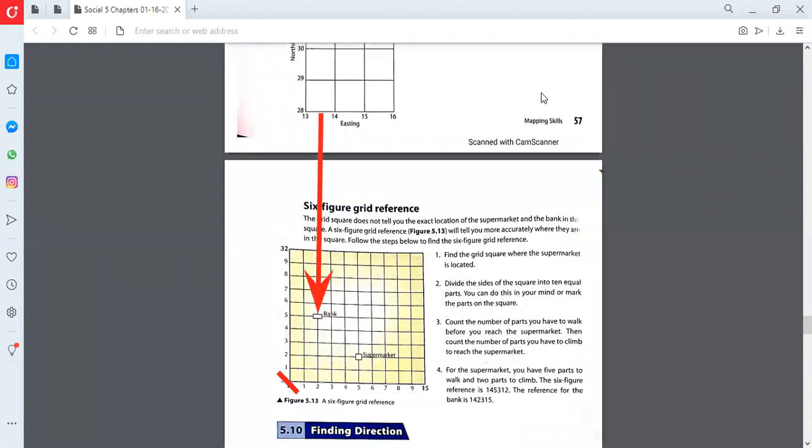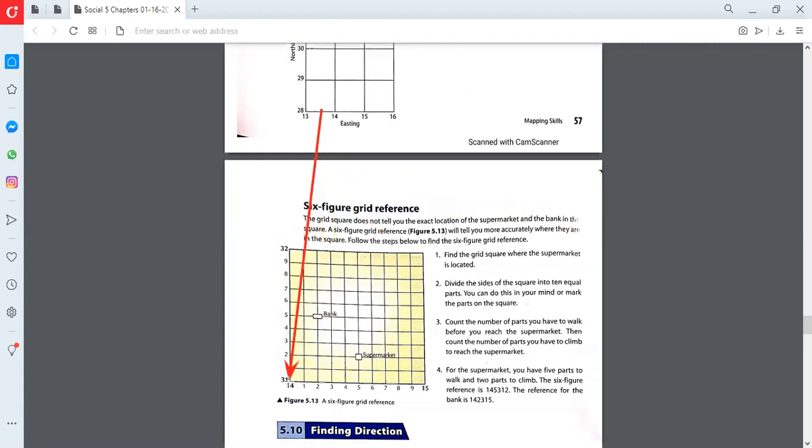Now erasing this point. Now what we have to do? Now we have to add one more thing for making the address more accurate. Okay.